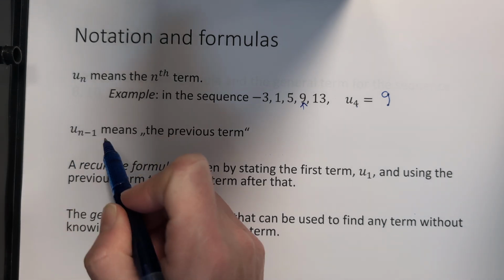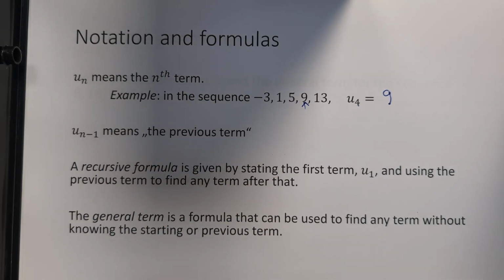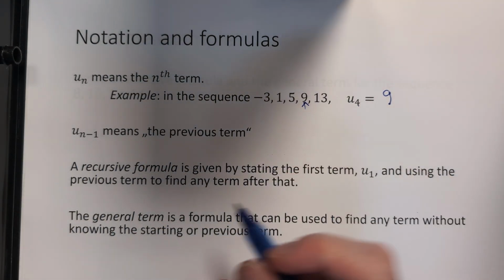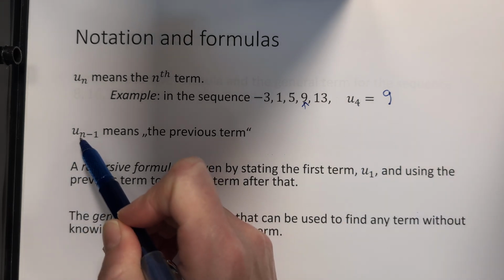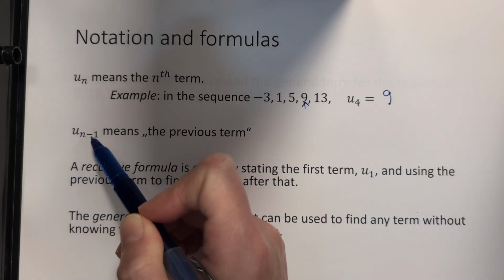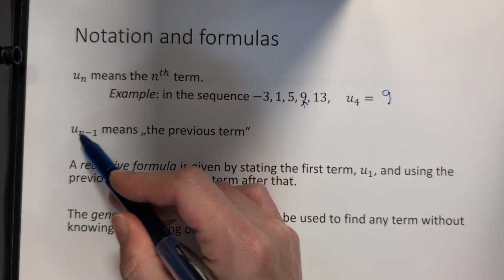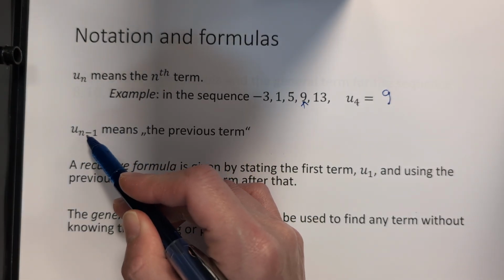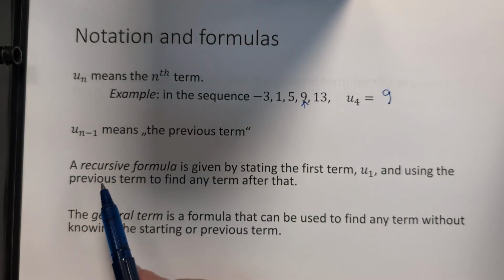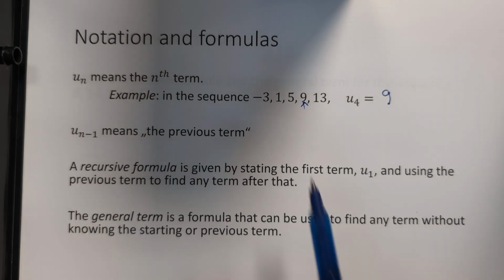And U sub n minus 1 means the previous term. So, I mean, it's pretty easy to see. If n was 4, and I take away 1, U sub 3 means the third term, which is 1 before the fourth term. So you can use this notation to represent the previous term, which is important for when you have a recursive formula. A recursive formula is given by saying the first term, so where do you start, and using the previous term to find any term after that. So where are you starting, where are you going? They're often easier to write.